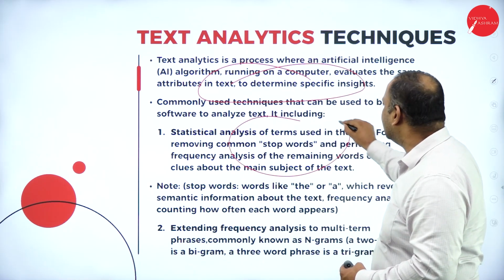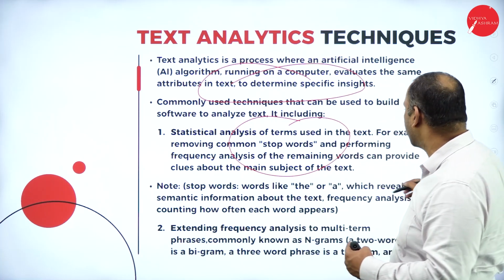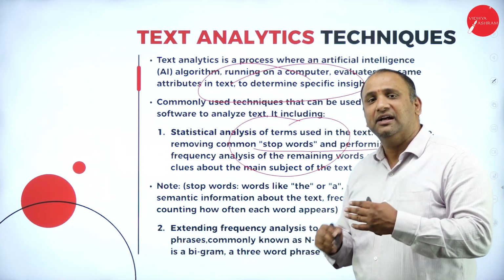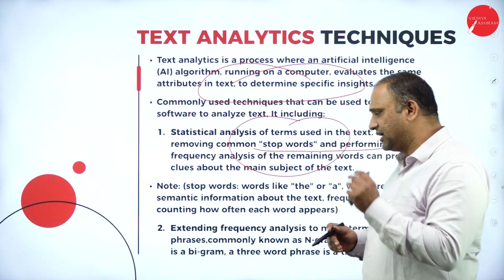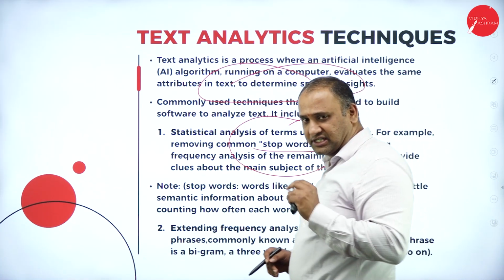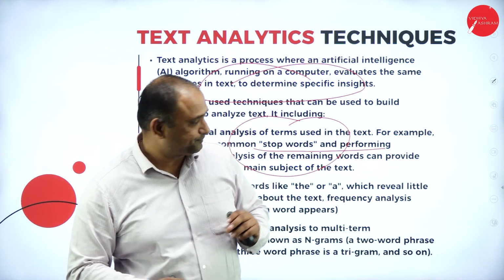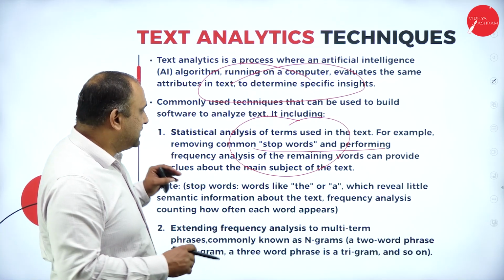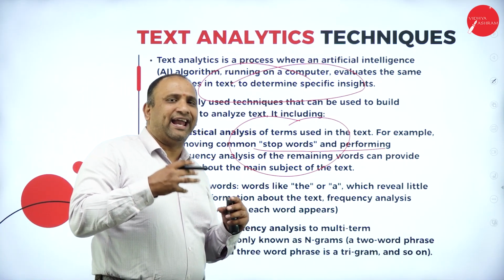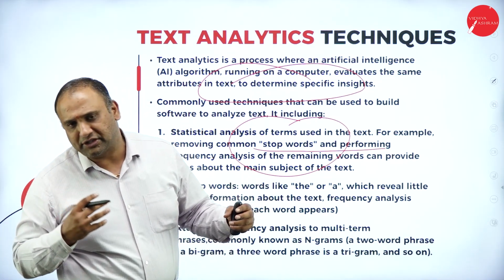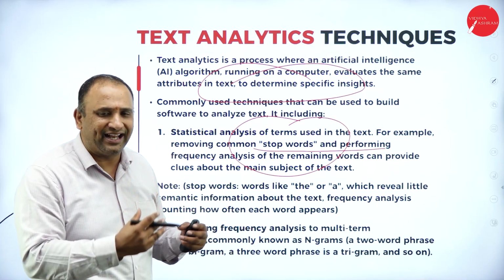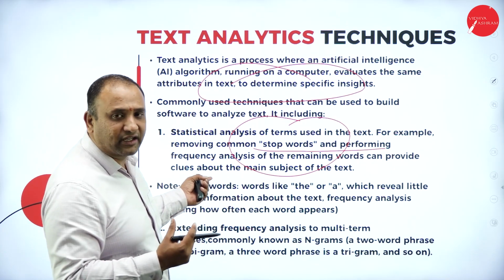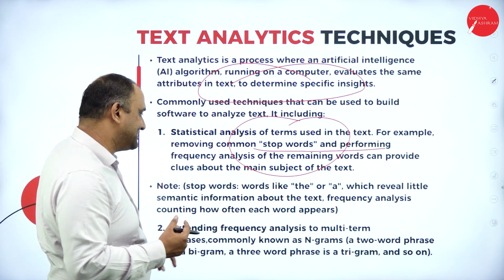Statistical analysis is used on the text that we are talking about. For example, removing common words and performing frequency analysis so that you see how often a word is spoken. You'll also get some clues about the main subject. For example, when we use words like a and the, or we talk about an animal, a place, or a vision, all those things would start coming into this frequency analysis.